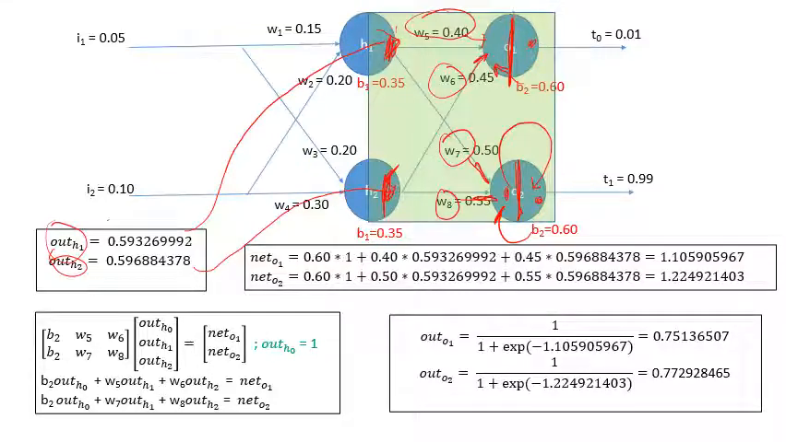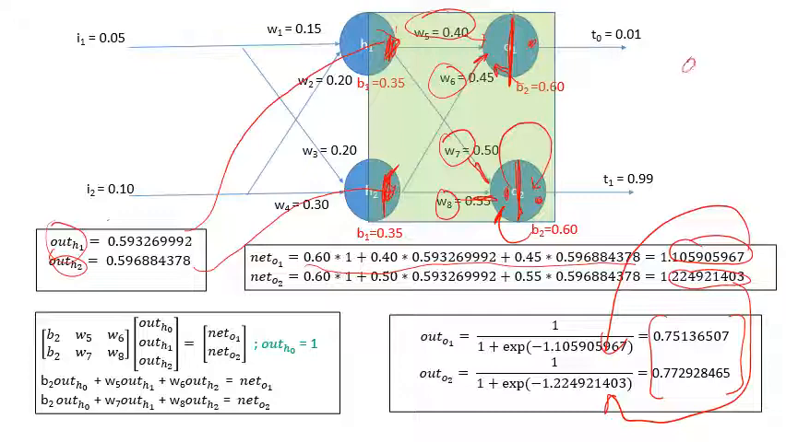So likewise, we have done these operations, and we got the net input. We apply the sigmoid for the net input and we get the final output. So we get the output. This is nothing but 0.75 and 0.77.